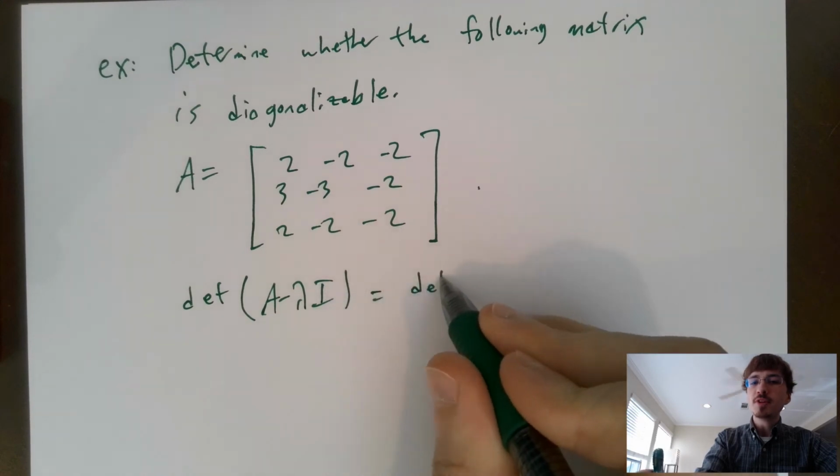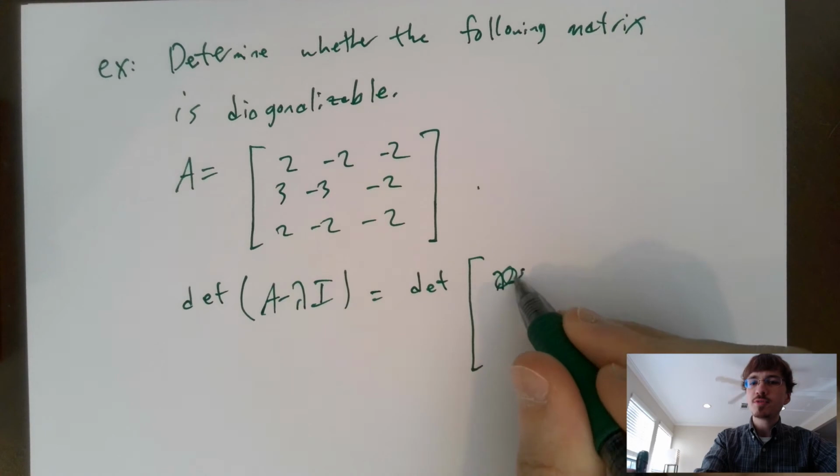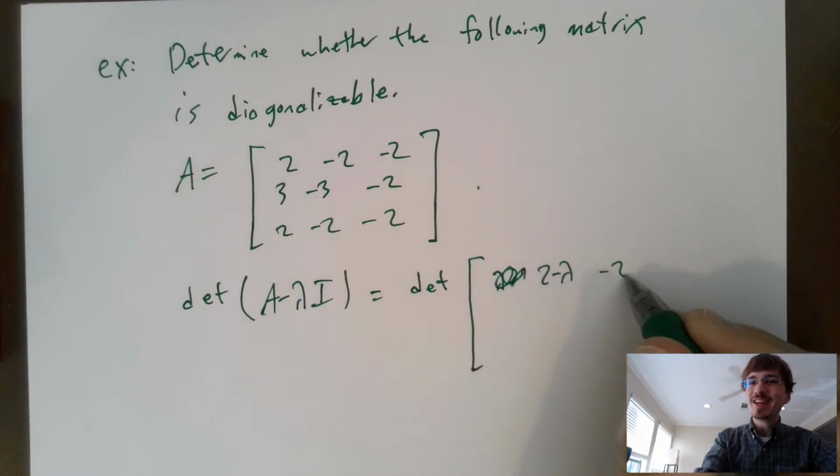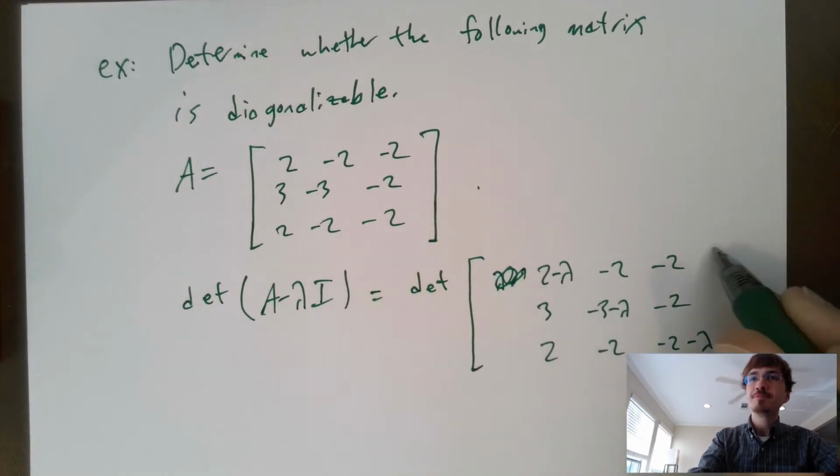which is the determinant of the matrix 2 minus lambda, 2 minus lambda, negative 2, negative 2, 3, negative 3 minus lambda, negative 2, 2, negative 2, negative 2 minus lambda.